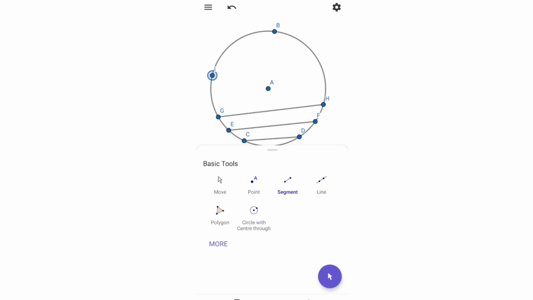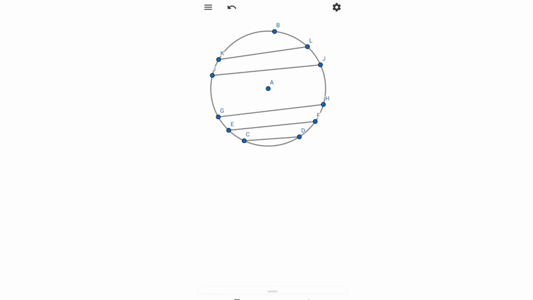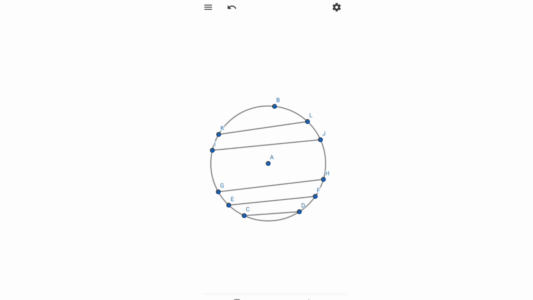Let's take an example. Let's take the chord CD and chord GH. The chord GH is much closer to the center of the circle than the chord CD, and also the length of the chord GH is larger than the chord CD.